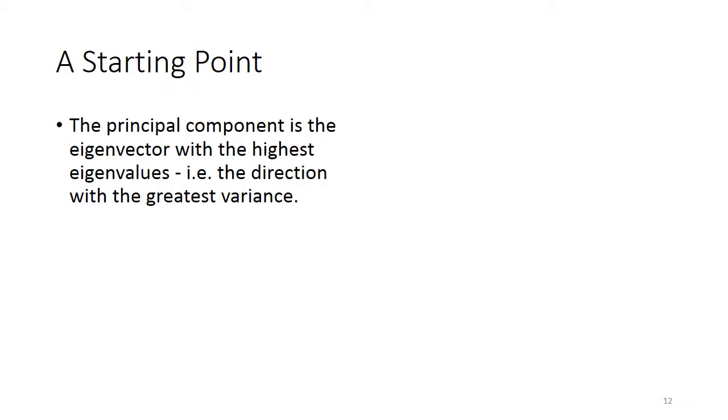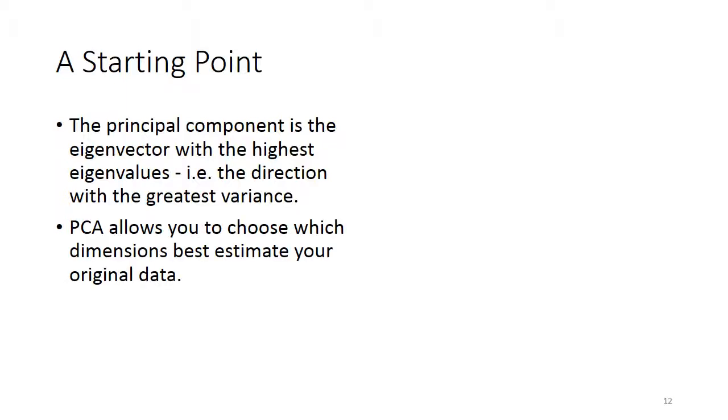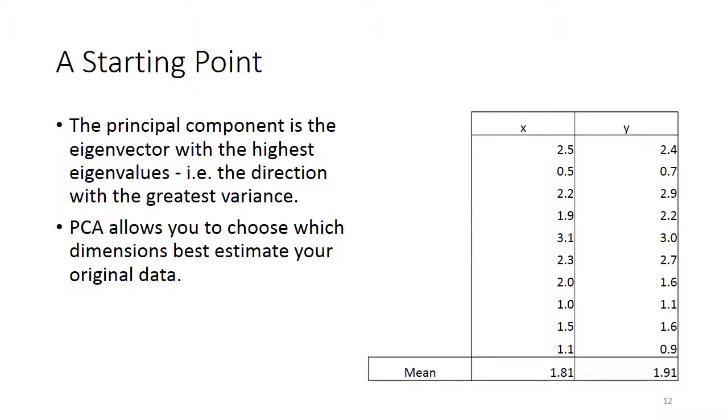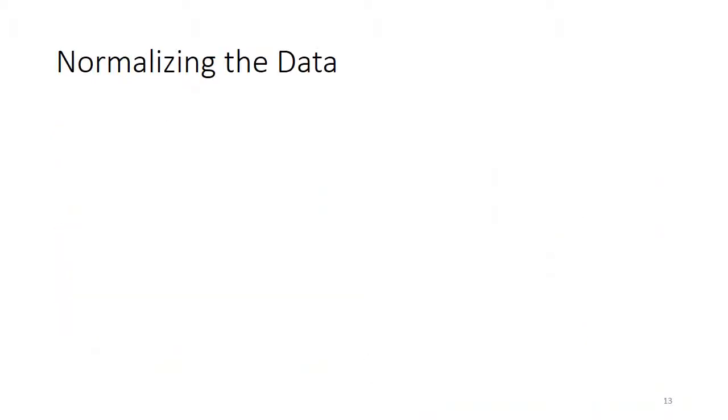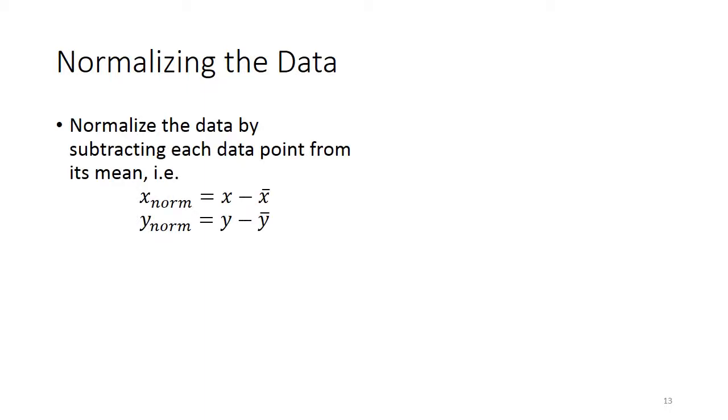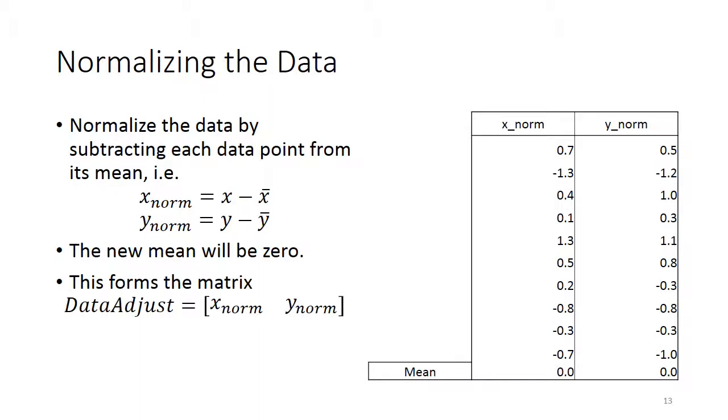So where do we start? Well, the principal component is the eigenvector with the highest eigenvalue, or the direction with the greatest variance, and it allows us to choose which dimensions best estimate our original data. Here we have a data set that we'll be using in this example, and we're just going to call this matrix original. And then we're going to normalize this set, and we're going to do that by subtracting each point from its mean, so that the new mean will be 0. And we're just going to call this data adjust.